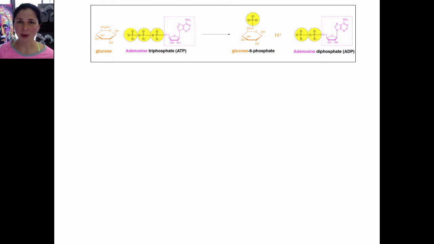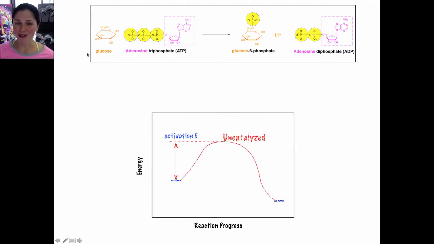In class, when we talked about enzymes, we were using the example of hexokinase, which catalyzes the reaction that's shown in front of you now. Let me remind you what we talked about. This reaction, as shown, does not happen very quickly. It would take 10,000 years for this reaction to happen because the activation energy is too great. So the reaction is extremely slow.